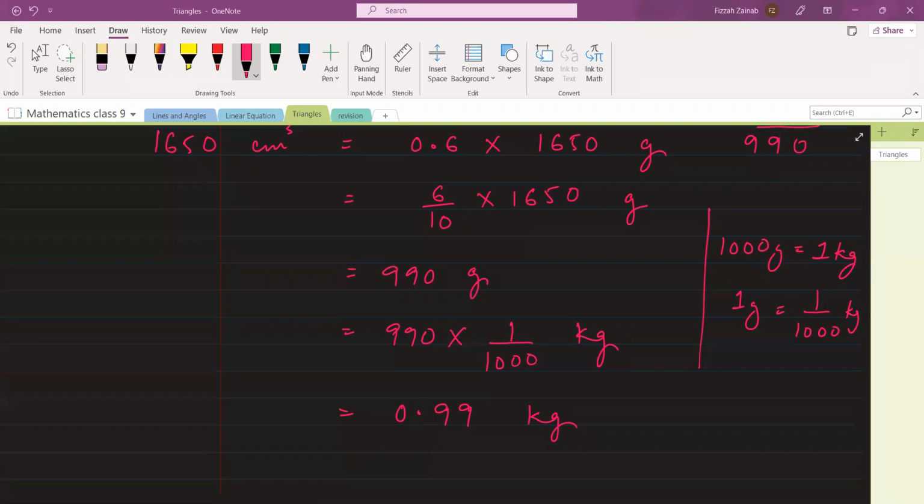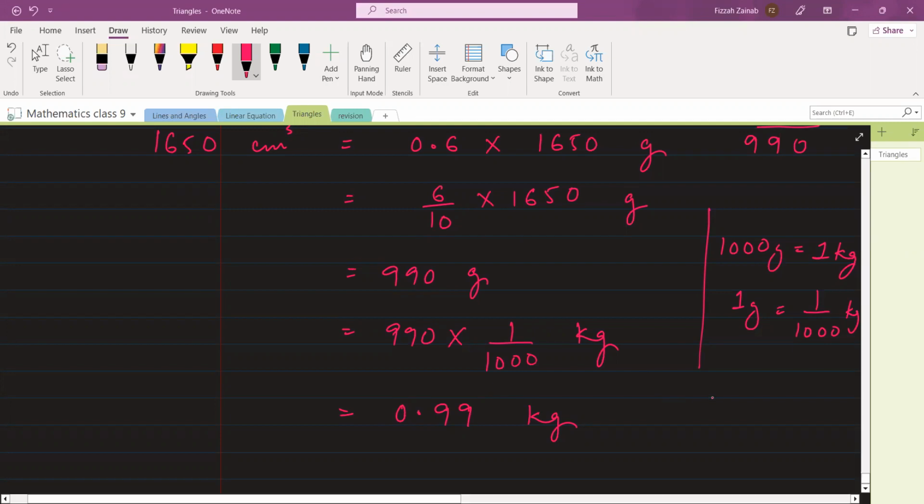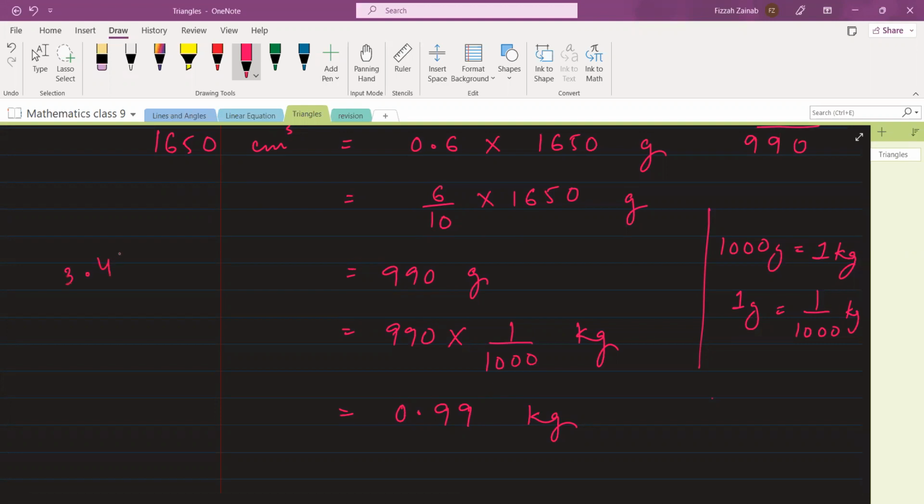Okay, let me just open my PDF. Maybe I got it. Actually, that page was mixed up. The answer is 3.432 kg. Okay. So I think some calculation mistake I've done somewhere.